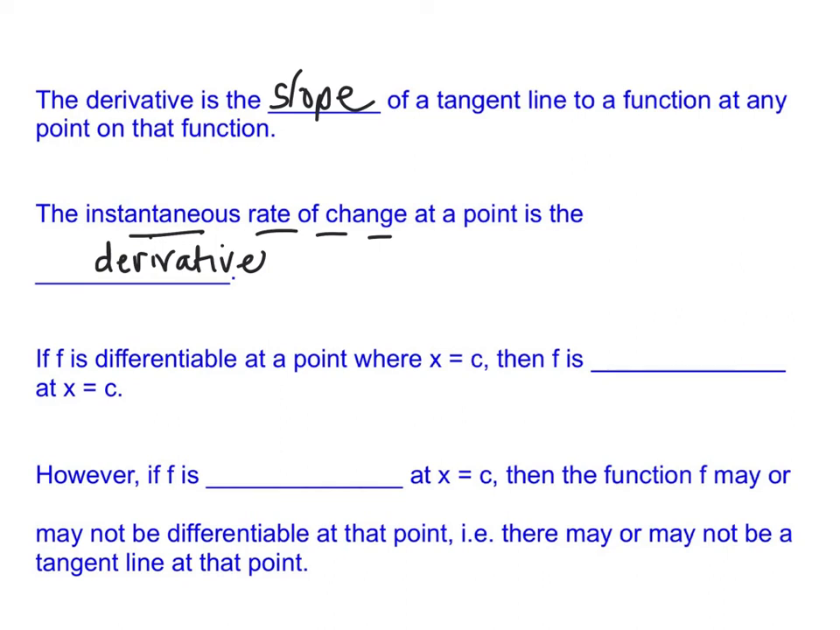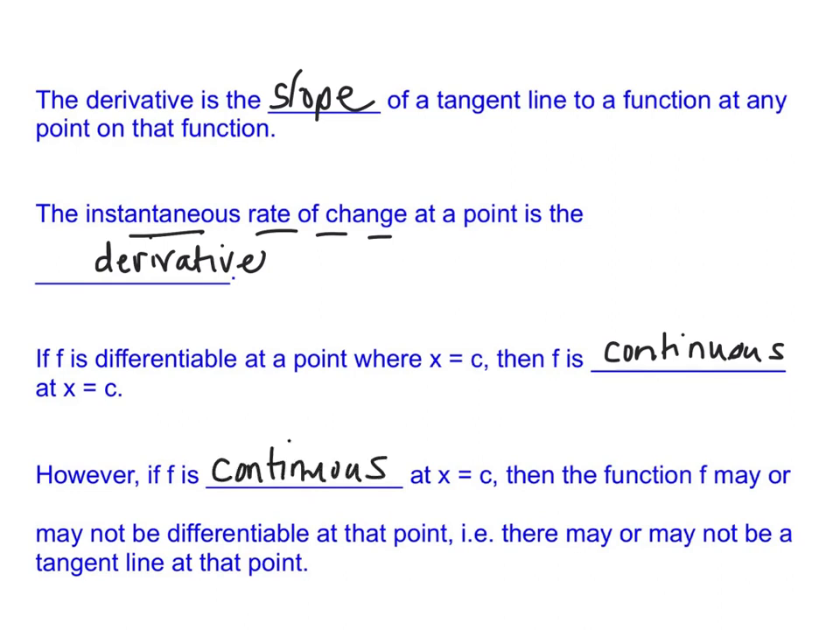If a function is differentiable at a point where x is equal to some value c, like 1, 2, 3, 4, 5, c, then f is continuous. So being differentiable implies being continuous. Well, what is continuous? It's probably easier to define discontinuous, not continuous: a hole, a jump, or an asymptote on a graph.